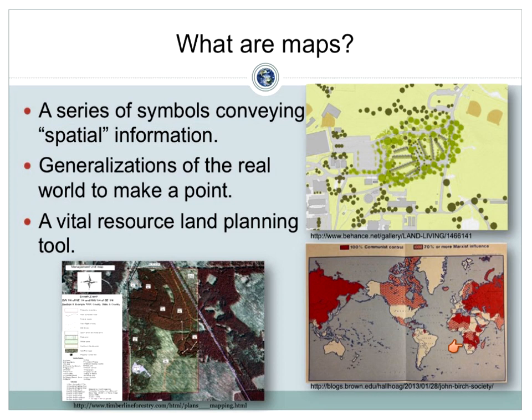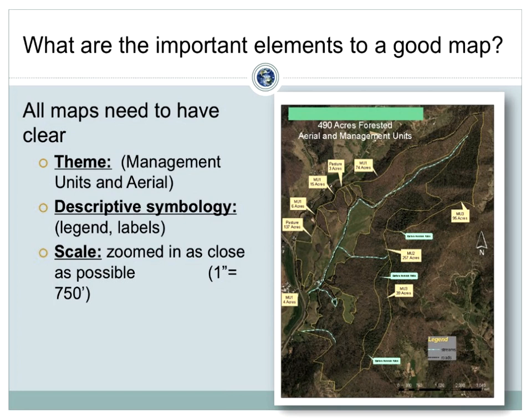And maps are also a vital resource planning tool. This is just a good example of looking at some of these various stands and how they're actually managed by using a good map and keeping track of things. The important elements of a good map: every good map needs to have at least these three things.